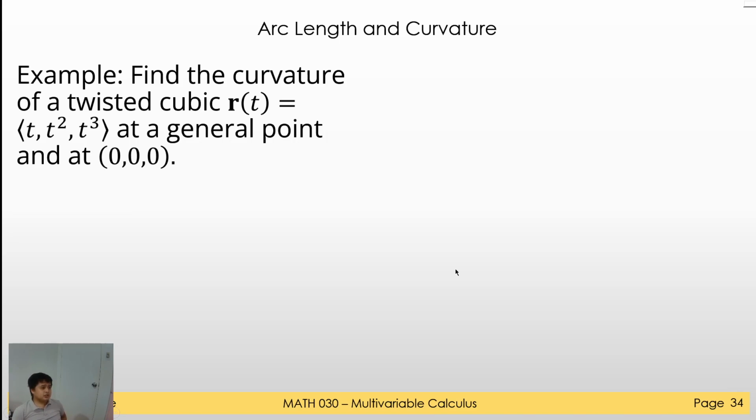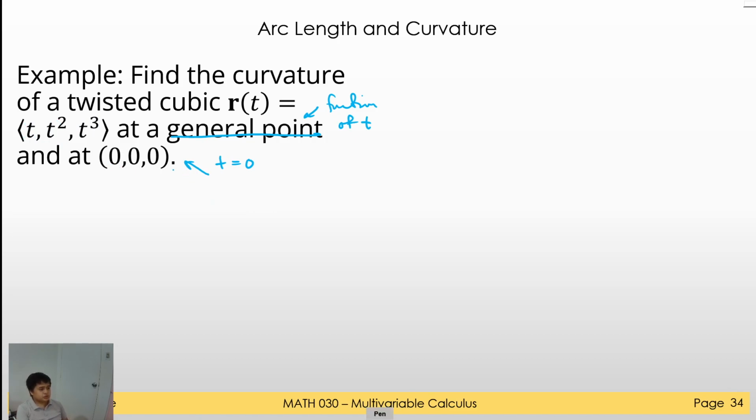So we want to find the curvature of this twisted cubic. R is given at the general point and at 0, 0, 0. What do we mean by a general point? This should be a function of t. And at 0, 0, 0 is when t is equal to 0, because when t is equal to 0, as you can see, this will be 0, 0, 0, and so on.